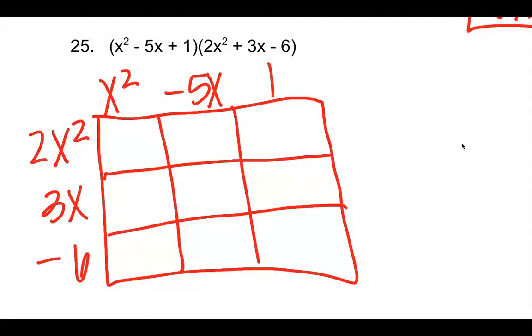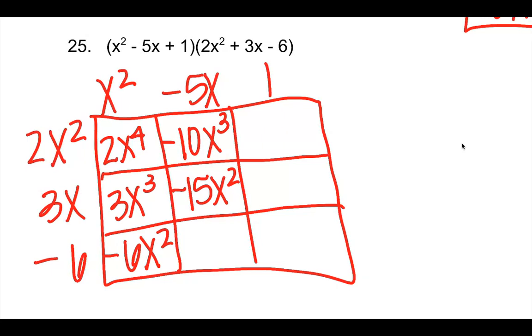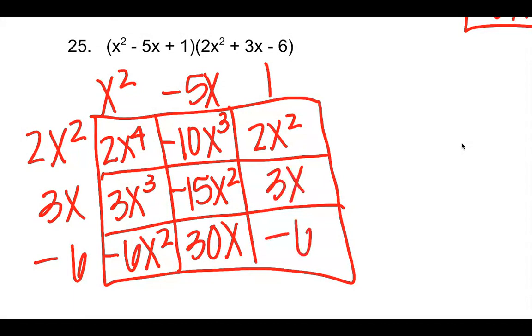So I've got 2x squared times x squared is 2x to the fourth power. Okay. 3x times x squared is 3x to the third power. And x squared times negative 6 is negative 6x squared. Then going down again, I've got negative 5x times 2x squared is negative 10x to the third. Negative 5x times 3x is negative 15x squared. Negative 5x times negative 6 is going to be positive 30x. And then I've got 1 times 2x squared is just 2x squared. 1 times 3x is 3x. And 1 times negative 6 is negative 6.